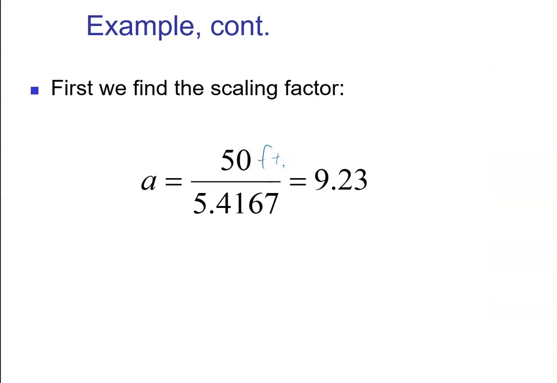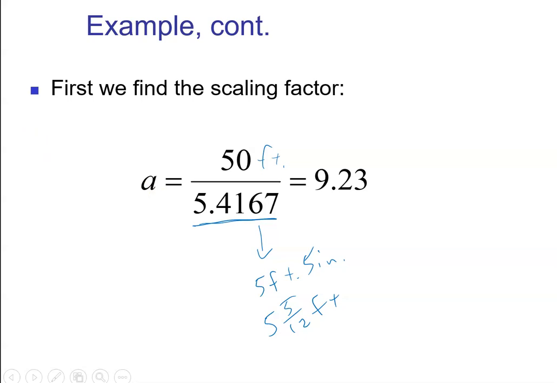So 50 feet divided by 5.4167. Where is that coming from? Well, she was 5 feet 5 inches prior to the exposure, and I'm converting this all to feet. So 5 and 5/12 feet. If you plug 5/12 into your calculator, you're going to get 5.4167. So the scale factor of after radiation divided by what she originally was is 9.23.